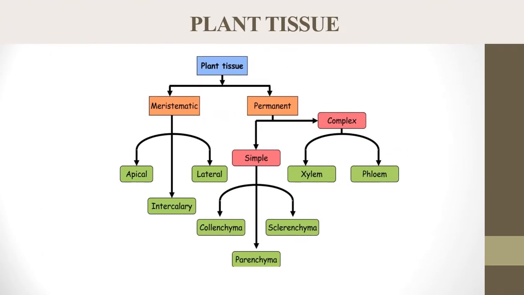Let's start plant tissue. Plant tissue is of two types: meristematic plant tissue and permanent plant tissue. Meristematic tissue is further divided into three types: apical meristem, intercalary meristem, and lateral meristem. Permanent tissue is divided into two types: simple permanent and complex permanent. Simple permanent is further divided into three types: Parenchyma, Collenchyma, and Sclerenchyma. Complex permanent is divided into two types, that is Xylem and Phloem.